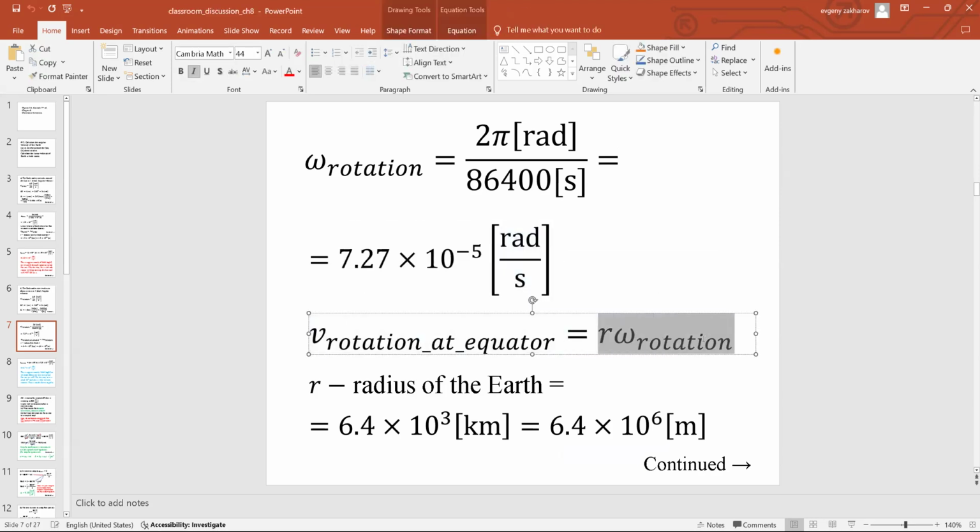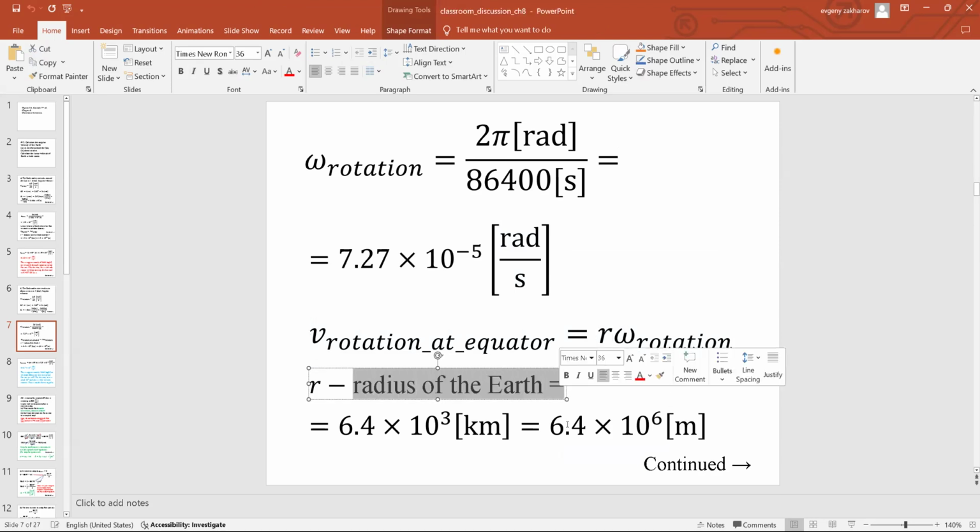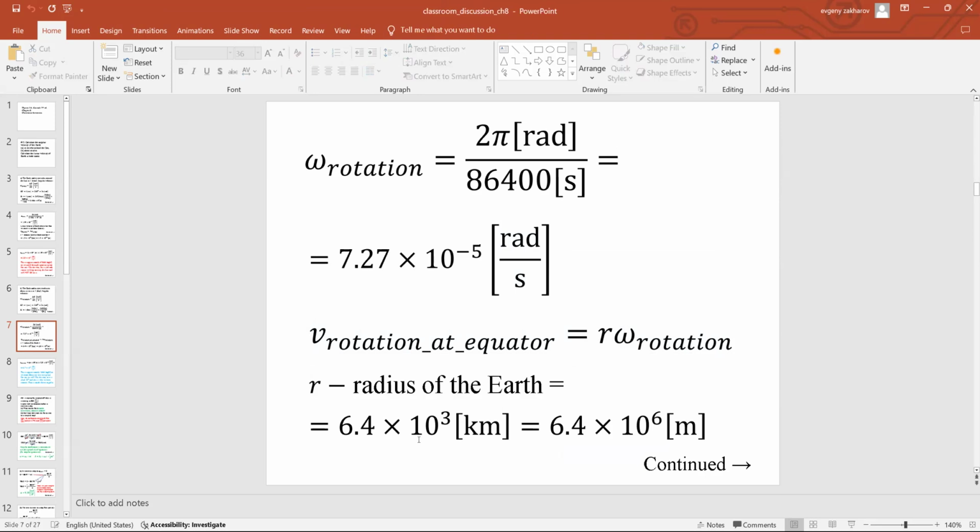But once you multiply this ratio by the distance between the axis of rotation, which is the center of Earth, to the surface of the Earth where we all live on. So it's the radius of Earth that is the distance for consideration here. It is 6,400 kilometers. Don't do kilometers, convert to meters, multiply by 1,000. So instead of 10 to the power of 3, you get 10 to the power of 6.